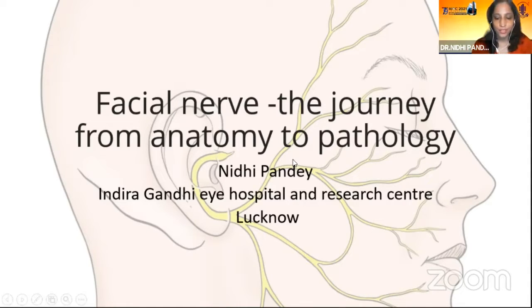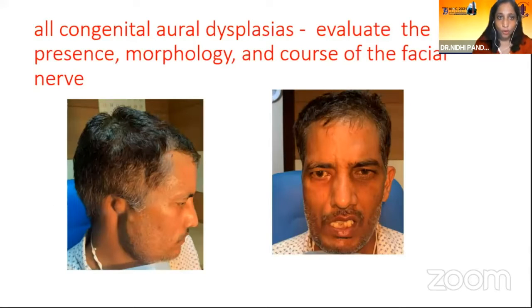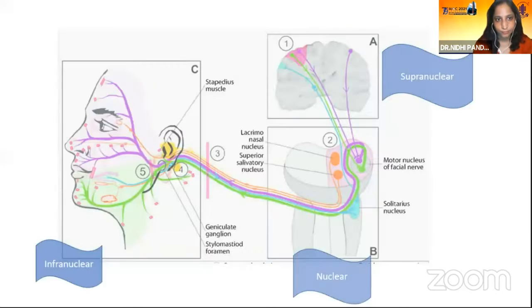I'll be talking about facial nerve anatomy and its clinical application. It is derived from the second branchial arch. The muscles of the face, the occipitalis, the platysma, stylohyoid, posterior belly of digastric, stapedius, and auricular muscles, which are derived from the second branchial arch, are supplied by the facial nerve. So all congenital oral dysplasia should be evaluated for the presence, morphology, and the course of the facial nerve.